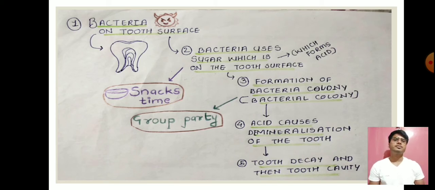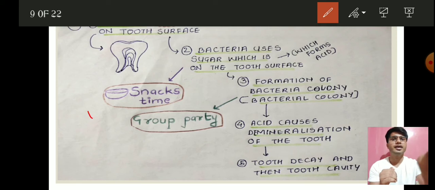Okay, so here we have bacteria on the tooth surface, and that bacteria uses sugar which has stuck on the tooth. So suppose there is a tooth and some sugar is stuck on the tooth. So some sugar is stuck on top of the tooth, and then the bacteria comes and that bacteria will eat up that sugar. So it's snack time for the bacteria, right? That bacteria is having a snack on your tooth. So your tooth is a dining table for the bacteria.